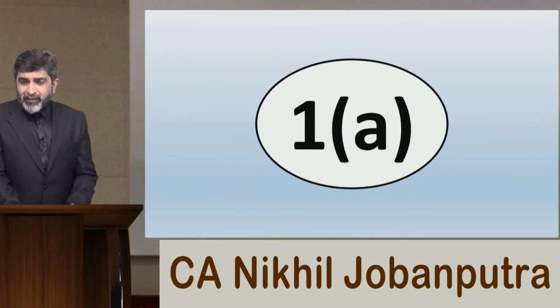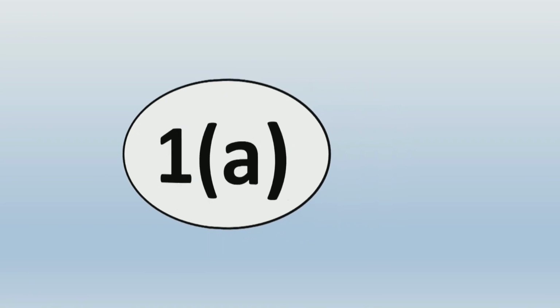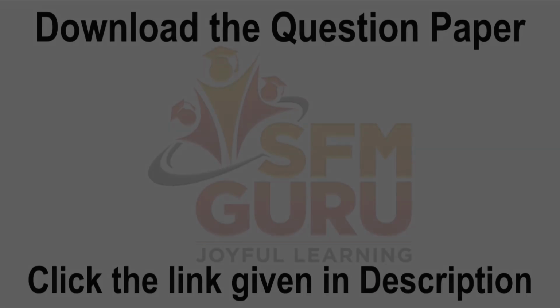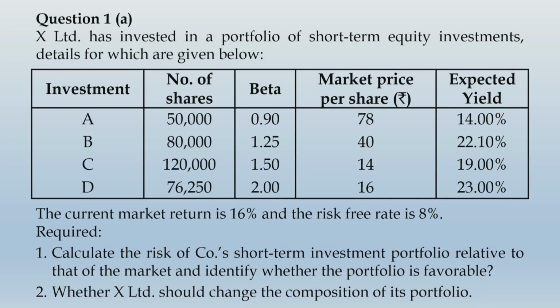So let me expand the screen size for you and we read question number 1A over here. Let us begin. X Limited has invested in a portfolio of short-term equity investments, details of which are given below. Now we have investments A, B, C and D, and we have been informed the number of shares, and can you notice the market price per share.